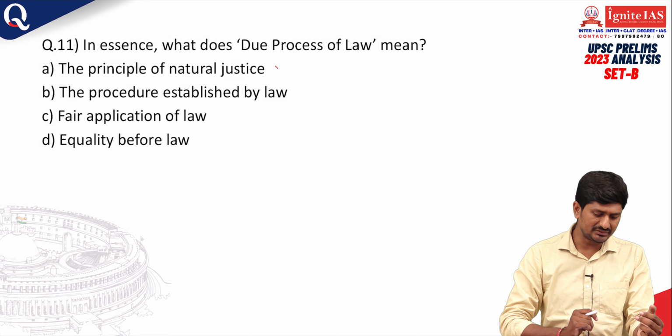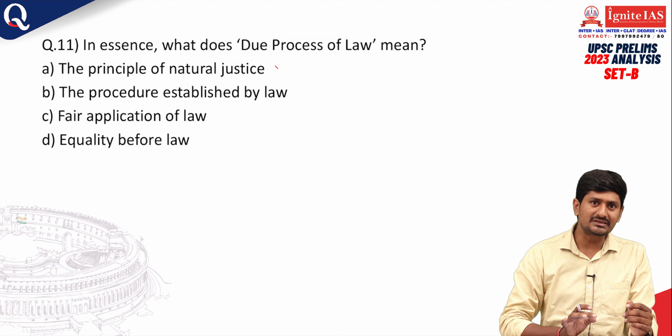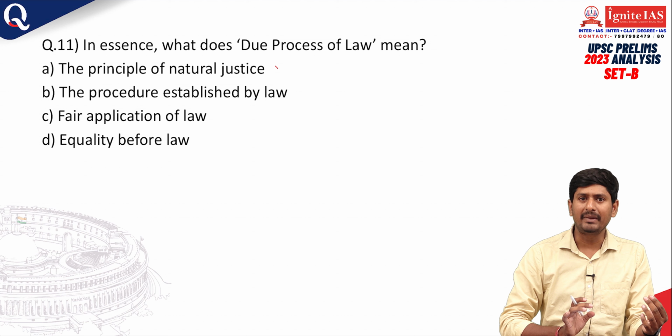Coming to the 11th question, in essence, what does the due process of law mean? This is a very important question. With this question, we can easily identify that UPSC does not ask questions only from the bare constitution; rather, it also asks questions from judicial interpretations. This is a live example. If you look at Article 21 of the Constitution, nowhere has the term due process of law been mentioned. Article 21 has been interpreted to include due process of law by the Maneka Gandhi versus Union of India case of 1978.